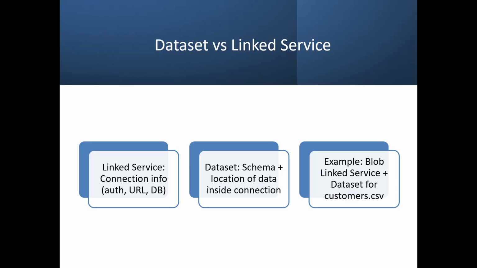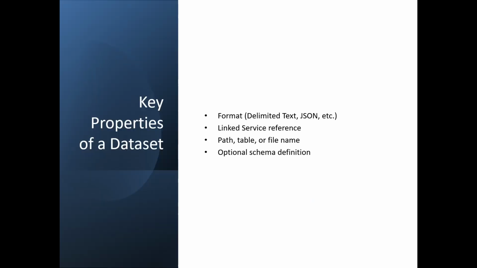So what are the key properties of a dataset? When creating a dataset, you define the file format, for example, whether it's delimited text or something, and the linked service to use, and the file path or table name, and the column schema, which is optional for schema on read, because ADF can infer schema for many formats like CSV and JSON.